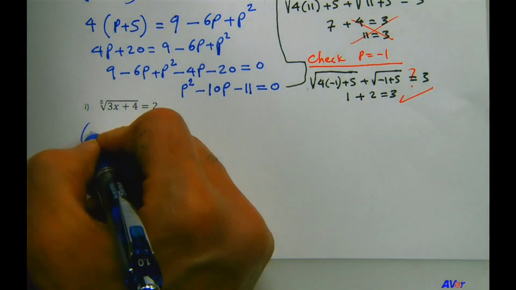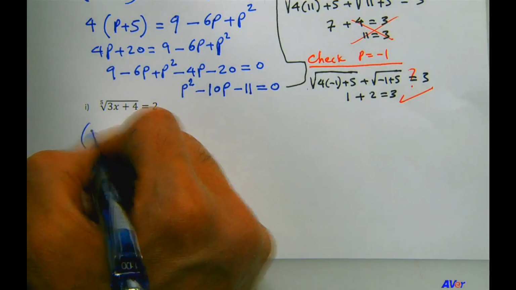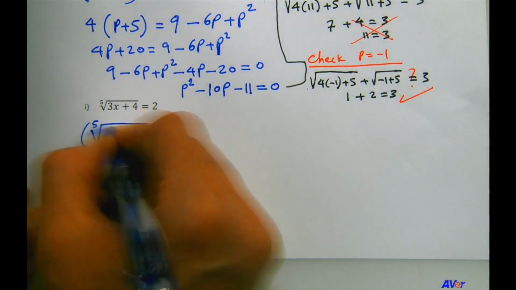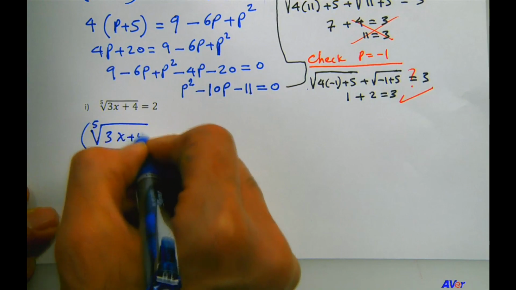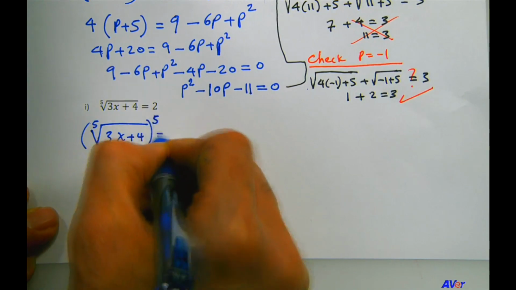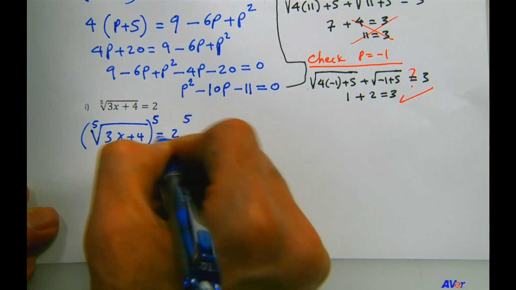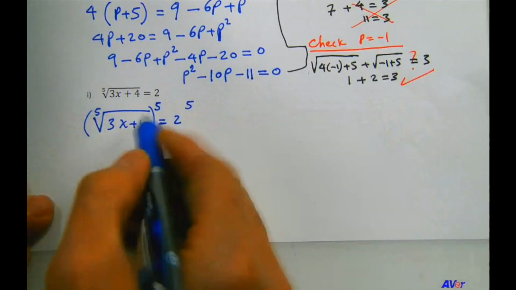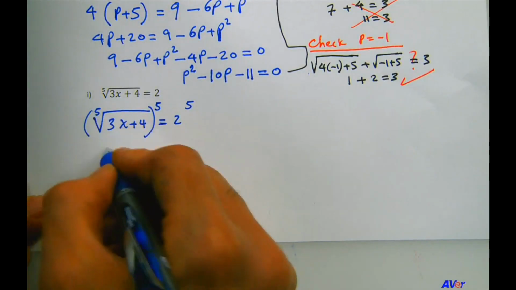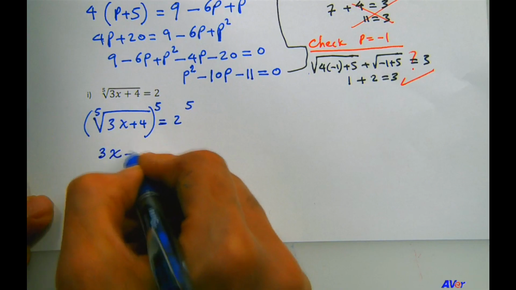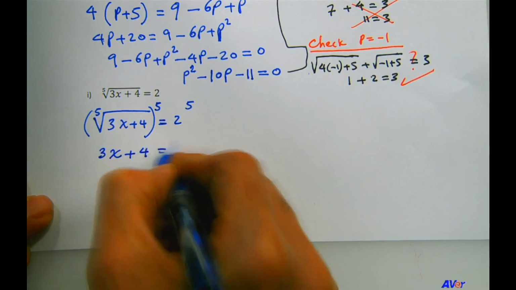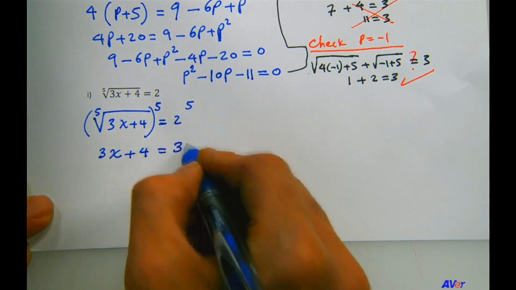Great, so let's do that. So fifth root of 3x plus 4 to fifth power equals 2 to fifth power. On the left, things are easy. This 5 and this index cancel each other out. We just end up with 3x plus 4. On the right, we have 2 to the fifth power is 32.